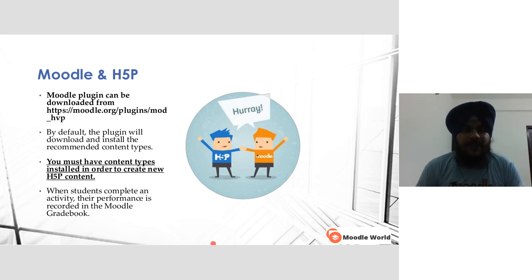There is a Moodle plugin available for using the H5P activities in Moodle. The name of the plugin is Interactive Content H5P. It can be downloaded from the Moodle plugins directory. After installing, the plugin will download and install all the recommended content types. I will come on to the content types afterwards. In order to create any new H5P content, you need to have some content types installed on your Moodle.